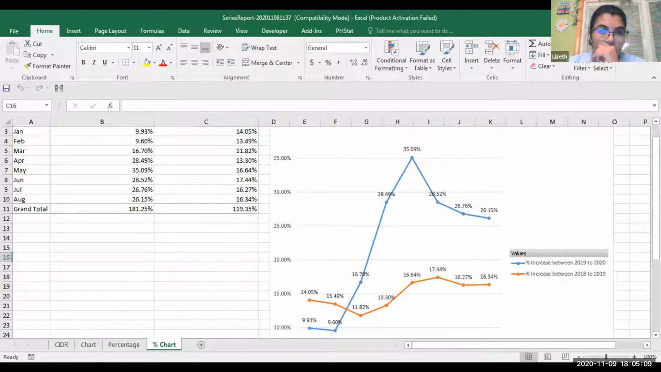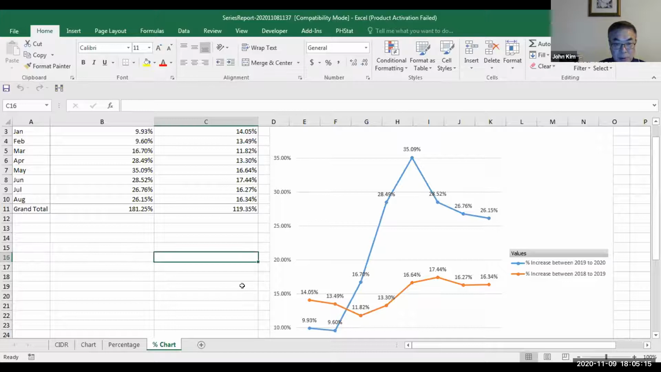This other one that we have is this one here. So this is e-commerce data? Yes, correct.